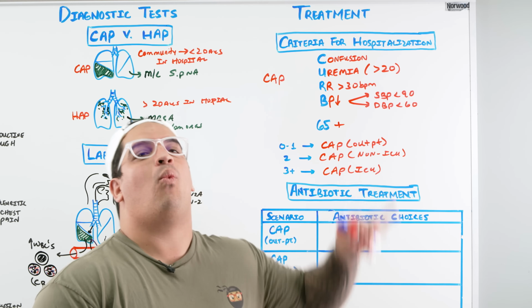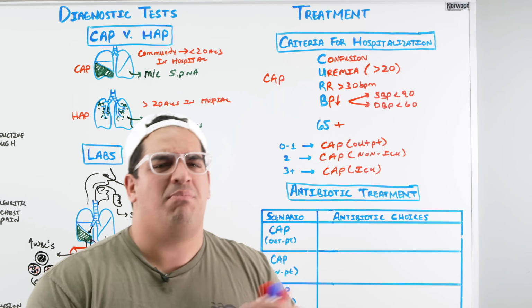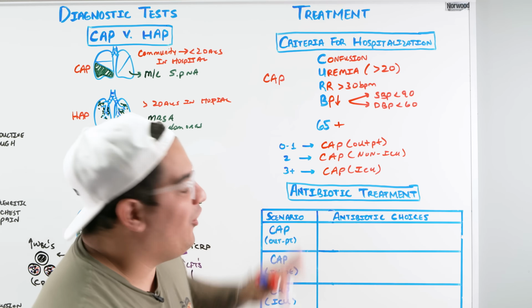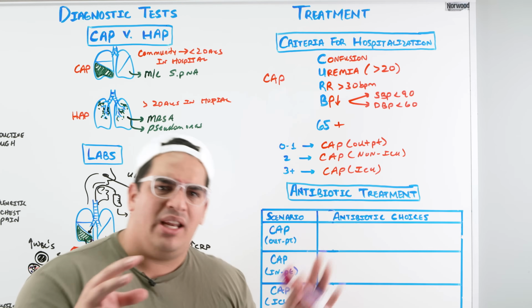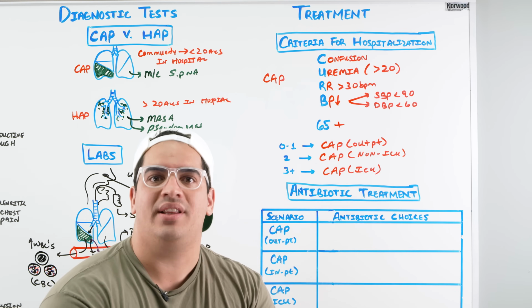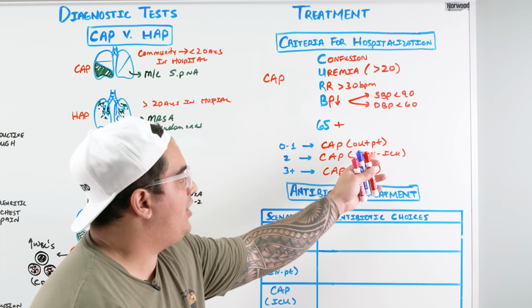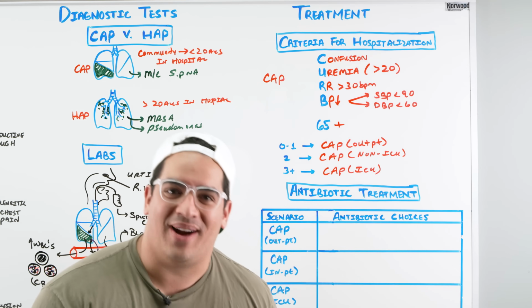But I want you to understand why we use the CURB-65 and what's the purpose of looking at these parameters, not just memorizing it. Okay, now we've risk stratified, we've determined those with high mortality, low mortality, and intermediate mortality. Now that I have a sequence, I can treat these patients accordingly: CAP outpatient, CAP non-ICU, CAP ICU, and then what else? HAP, hospital-acquired pneumonia. Let's talk about that.